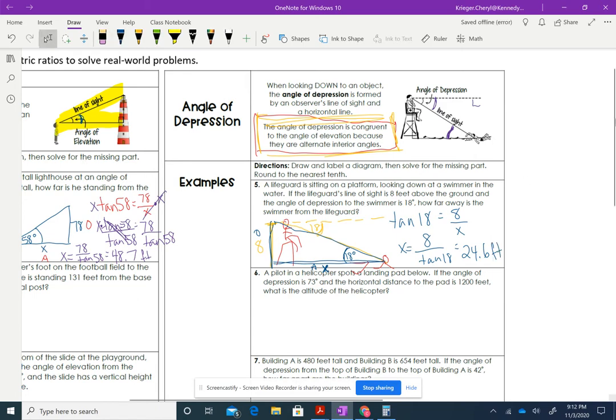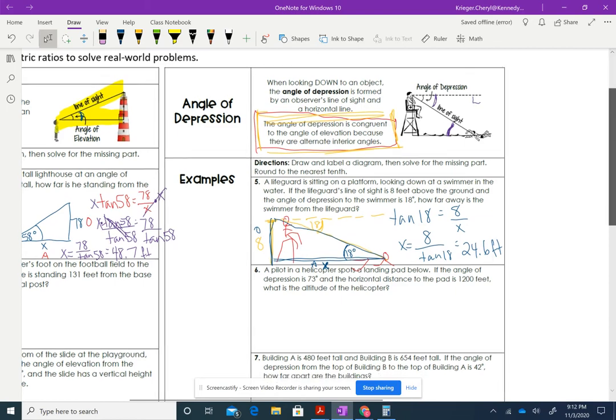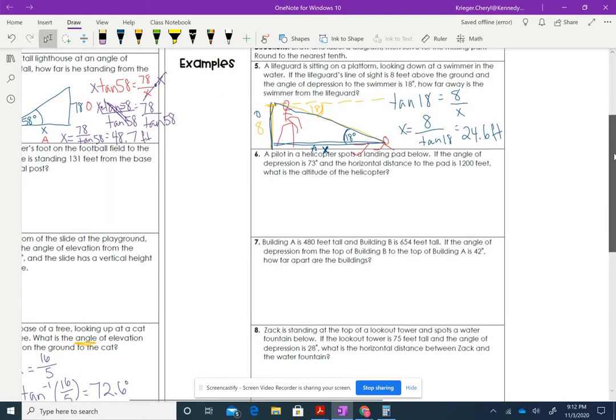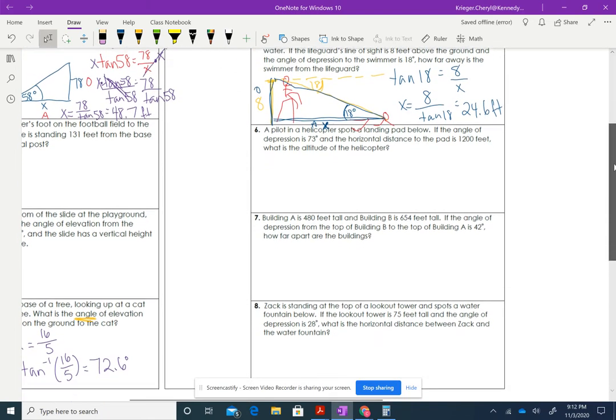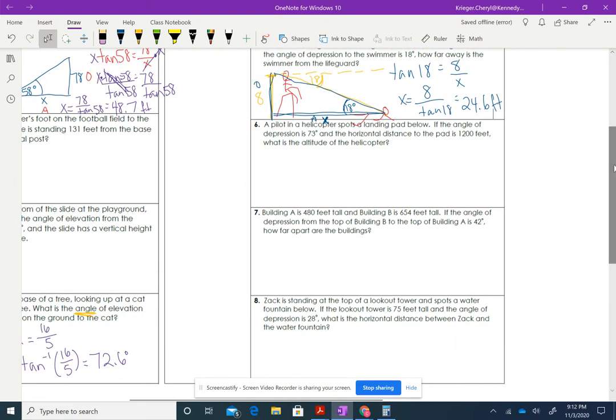Okay, and the other question that I did that I guess you didn't get to see was number 7. I thought it was the hardest one of the 4 for angle of depression. Number 7 has building A is 480 feet, building B is 654 feet. If the angle of depression from the top of building B to the bottom of building A is 42 degrees, how far apart are the buildings? Okay, so this is building A. It's 654 feet tall.